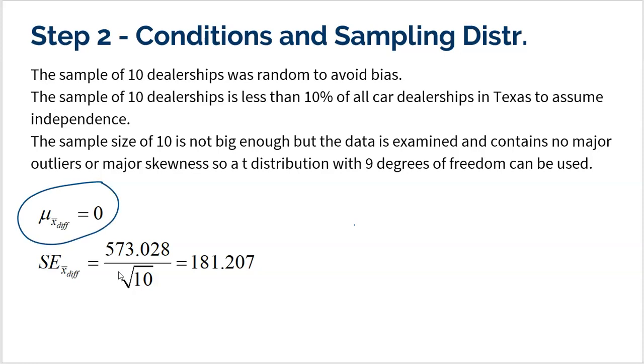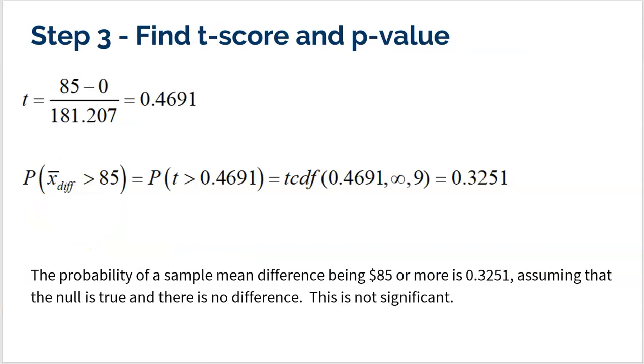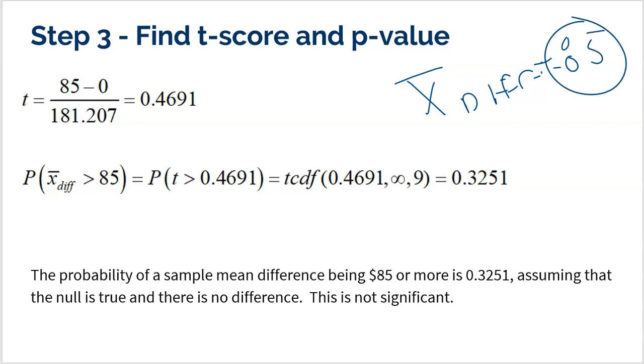And the whole reason why I have to use a t-model is because I'm using the standard deviation from my sample, which is 573.028. And I'm going to divide that by the square root of my sample size 10 to get my standard error, 181.207. All right, now my t-score is saying, all right, the difference I saw in my sample, my mean difference was, sorry for this poor handwriting, was 85. My computer doesn't do a great job of sensing that. All right, was $85.